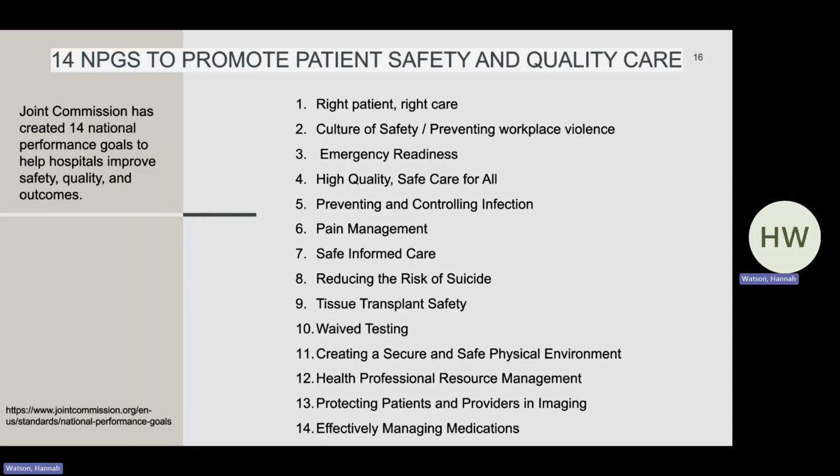The Joint Commission has created 14 national performance goals to help hospitals improve safety, quality, and outcomes. These 14 goals include the right patient, right care, culture of safety, preventing workplace violence, emergency readiness, high quality, safe care for all, preventing and controlling infection, pain management, safe informed care, reducing the risk of suicide, tissue transplant safety, waived testing, creating a secure and safe physical environment, health professional resource management, protecting patients and providers in imaging, as well as effectively managing medications.